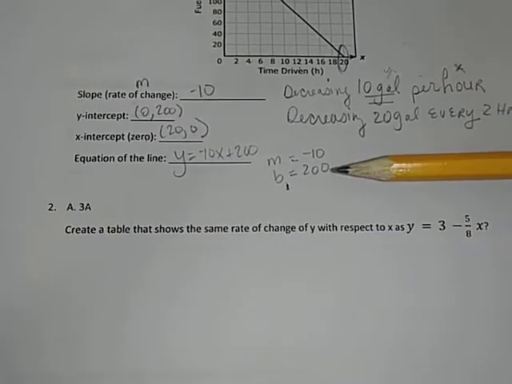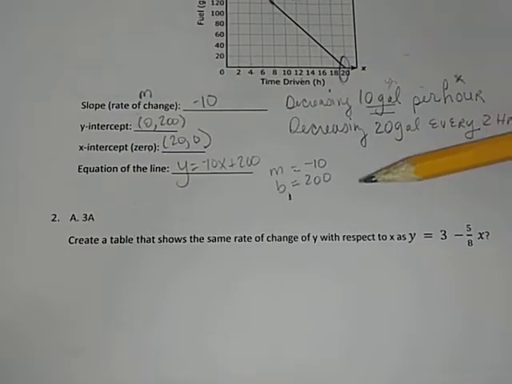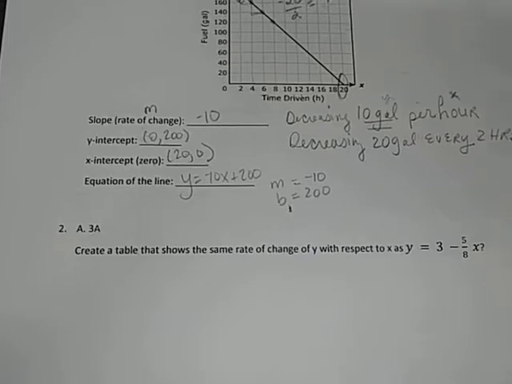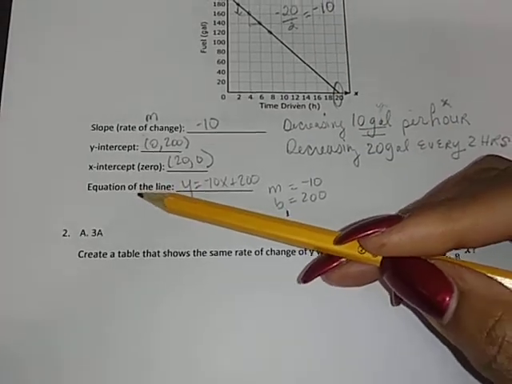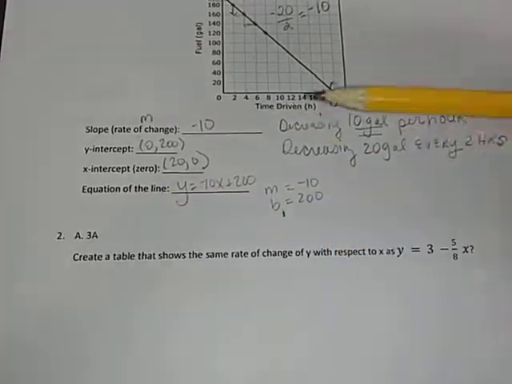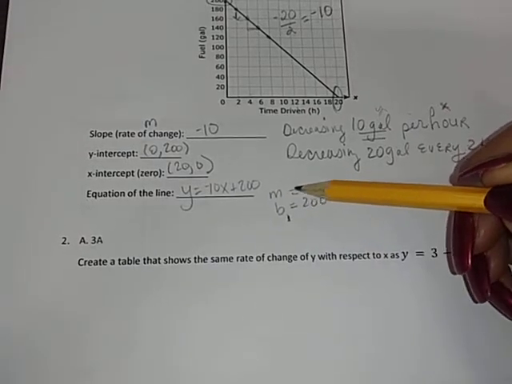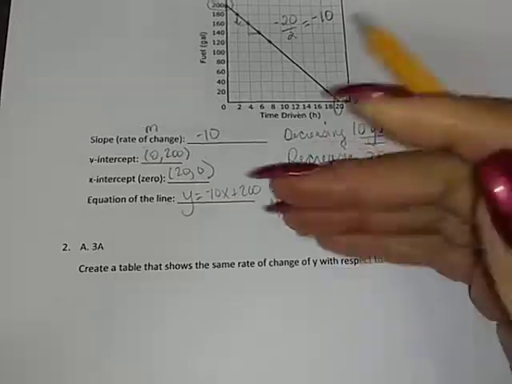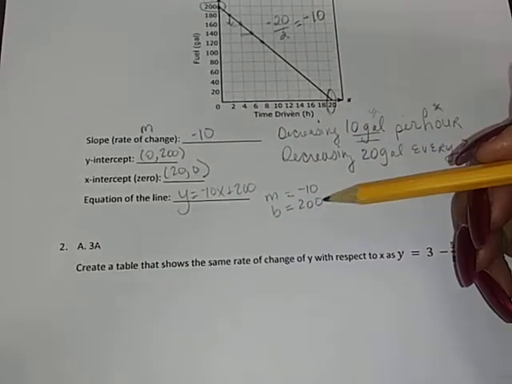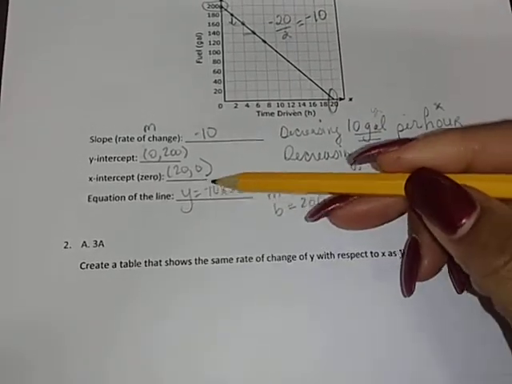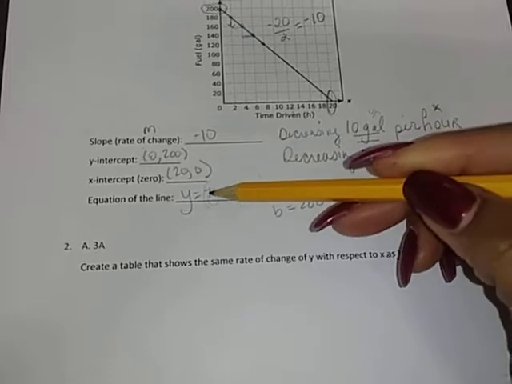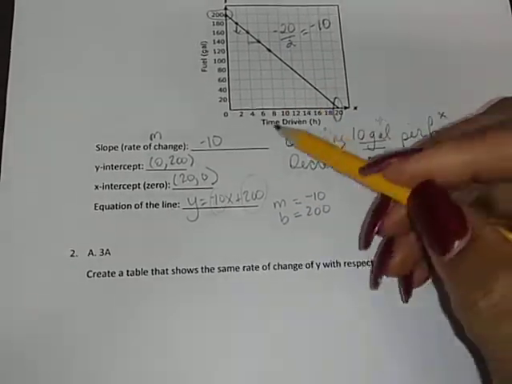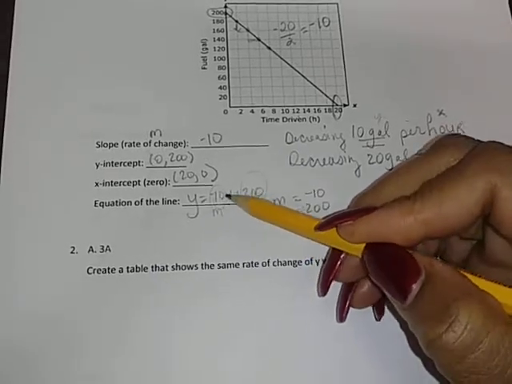Create a table that shows, I'm sorry, I moved on to question 2 because I paused the video. Let me go back up. We need to find the equation of the line. And so to do that, what is your m? What is your b? Negative 10, 200. Plug that in. Negative 10x plus 200. Put my m next to my x.